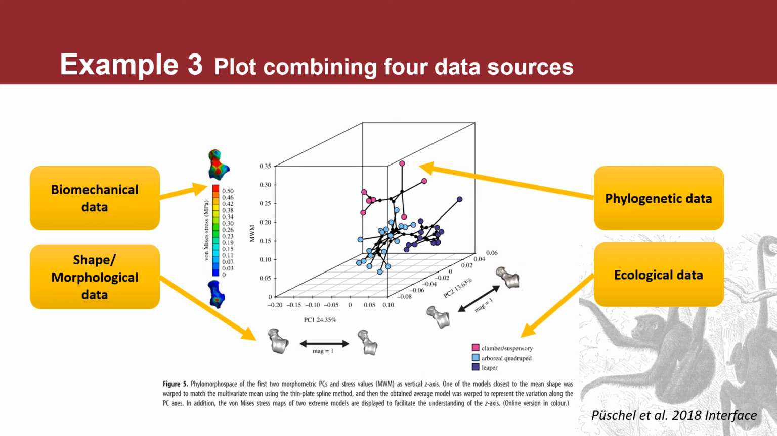But in this case, we generated a figure that I think needs to be shown, because in this figure, we combine 4 data sources. 1, a PCA from the morphological data in 2 axes. 2, the biomechanical data in the last axis. 3, the ecological data in the colors of the points of the cloud. And 4, the phylogeny relating all the results between them. So I think that it is a good summary of what we can do using the new methods presented here in evolutionary studies.